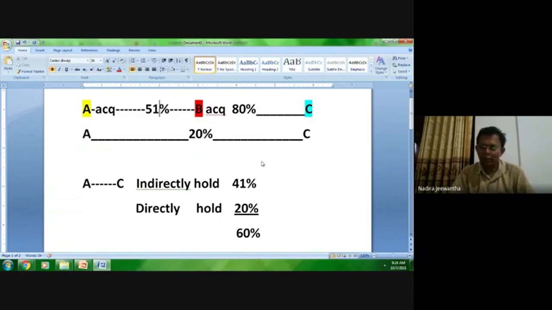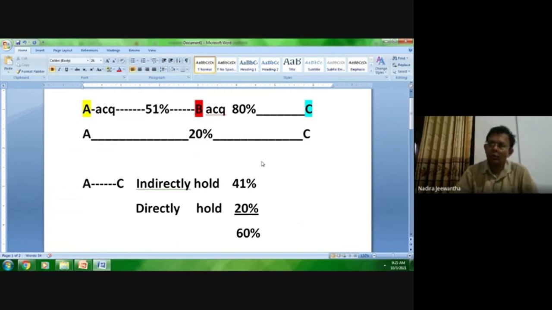So in an acquisition, all the companies A, B, C, three companies, continue to exist. But if it is a merger, the existing companies will vanish. No more existing companies hereafter. The new company comes into the team.